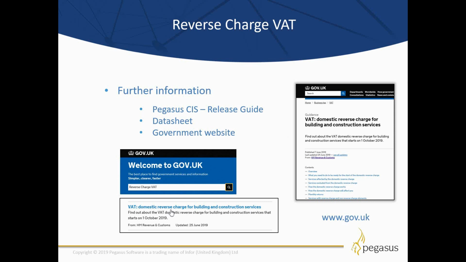Also, keep an eye out for the Pegasus Outlook newsletters we send out to customers, and have a look at the Help Centre that is available both within Opera 3 and Pegasus CIS. These are all useful sources of information.